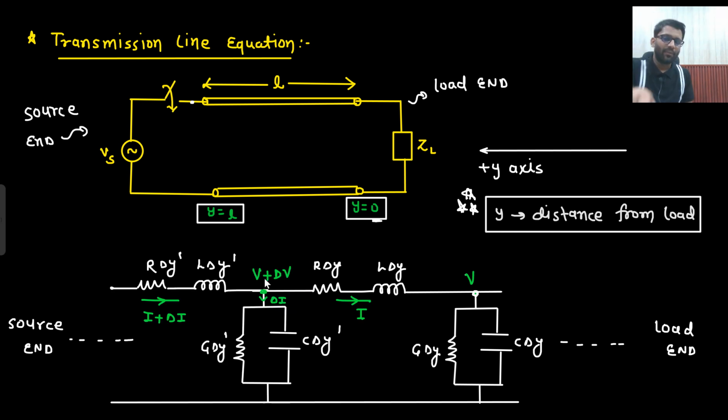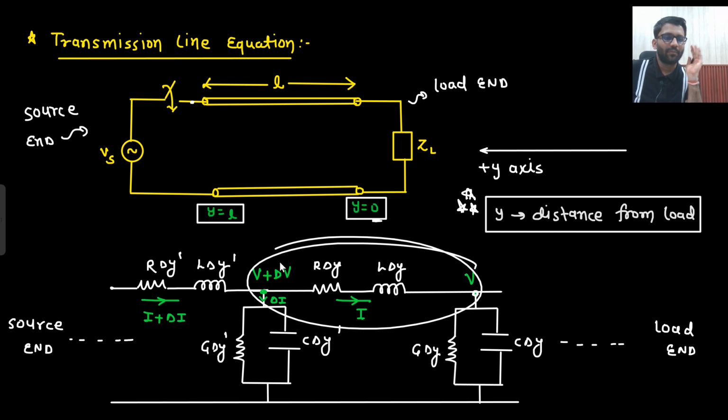Now what can I write down? V plus delta V minus V divided by R delta Y plus j omega L delta Y. Basically you need to apply Ohm's law here. If it is not clear, I will draw it here. Resistance R is there. Inductance L is there. This is your V plus delta V. And this is your V. This is your resistance R into delta Y. And this will be j omega L delta Y.